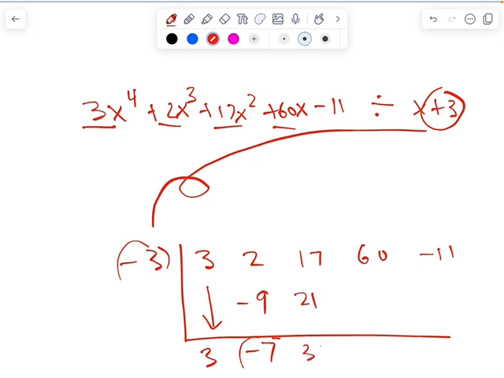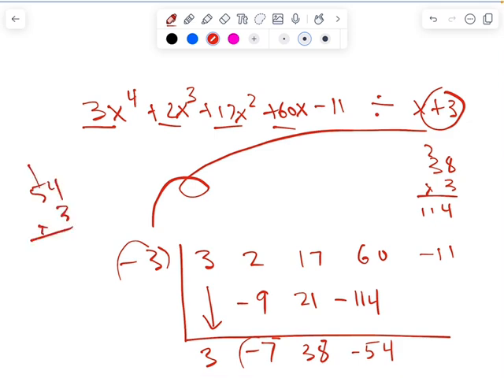Now that's going to be 38. And then we do 38 times 3. 8 times 3 is 24. That's going to be 114. Negative 114 minus 60 is going to be negative 54. And then negative 54 times 3. What's 54 times 3? That's 162. And so that's going to be 151. Okay, so still not a factor, but hopefully, let me see if I made any other mistakes.